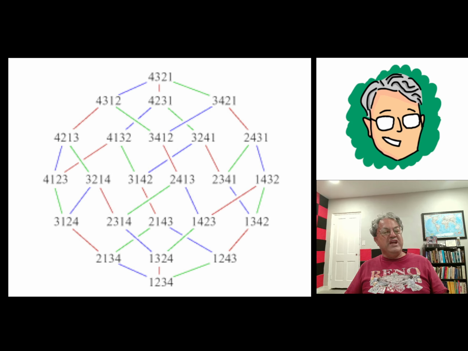This is what's known as a graph. I'm not going into graph theory here, but another interesting fact is that every group has a graphical representation, and this is a graphical representation of the group S sub 4, the symmetric group on 4 elements.